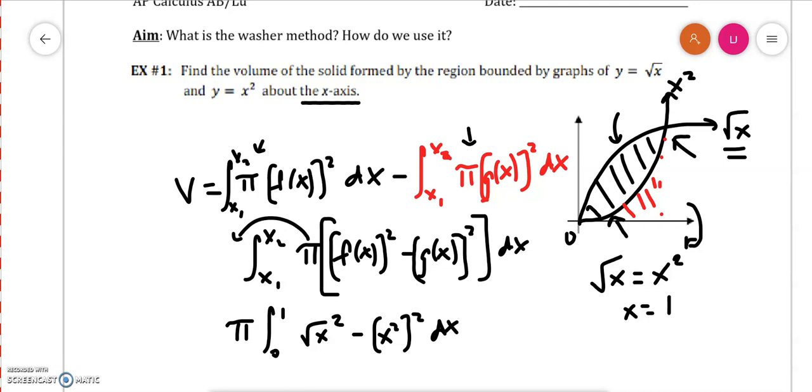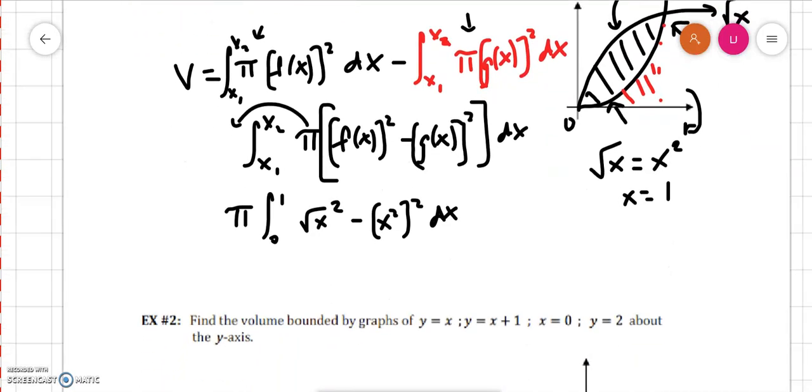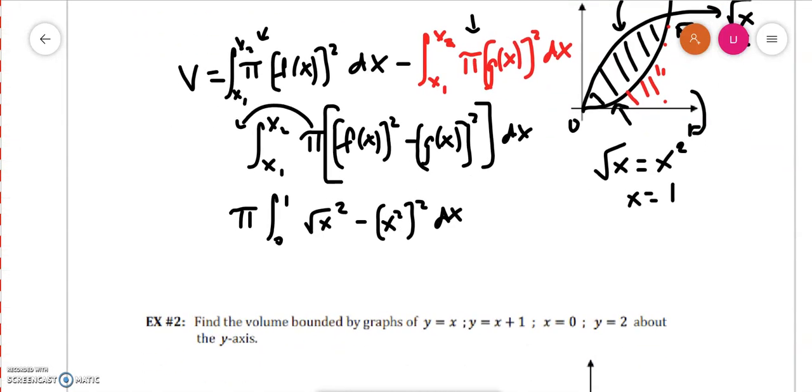dx. Now for this packet, I want you to keep continuing to practice your integration. So please do these by hand. They should be not too difficult, but let's see. Let's actually square these. So we'll have x minus x to the fourth. Forgot my limits of integration. And this is a fairly basic integration problem.